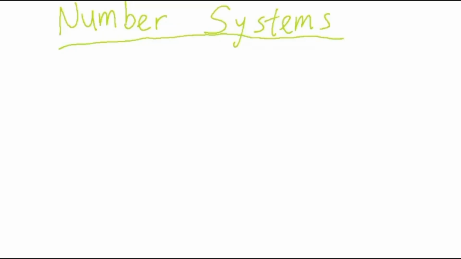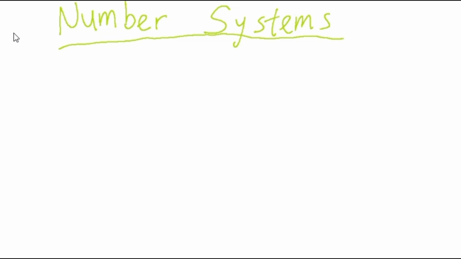We are going to look at the concept of number systems. So first of all, let's understand what number systems even mean. A number system is a framework or a way of representing numbers with digits or symbols. And I'm sure you've heard of a lot of different number systems.